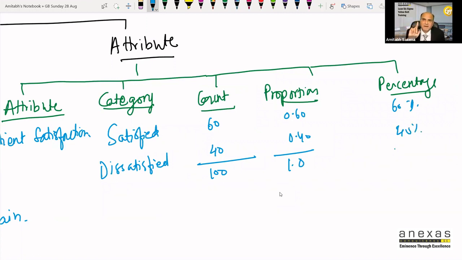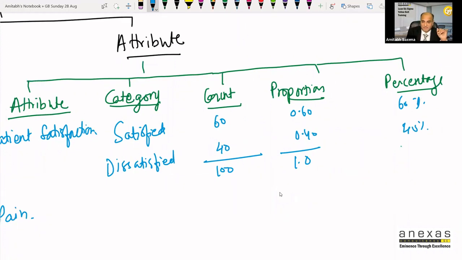So whenever you see a percentage, it is attribute data. Sometimes we feel that percentage is continuous data, but actually percentage is proportion. It is talking about one of the attribute, one of the category of the attribute, and expressed as percentage. Percentage is just a proportion, expressed in 100, value of 100. So it will always talk about one category.